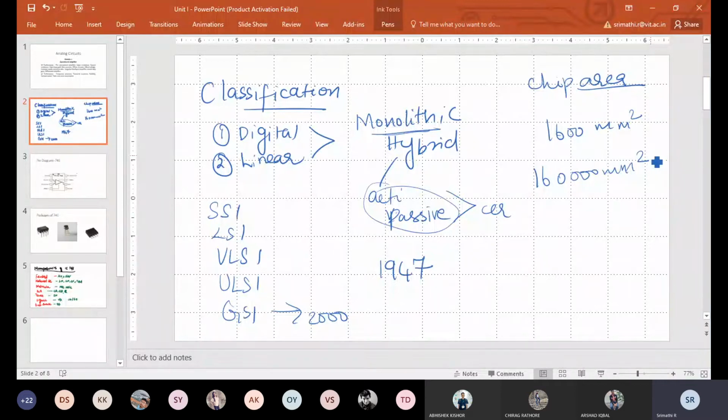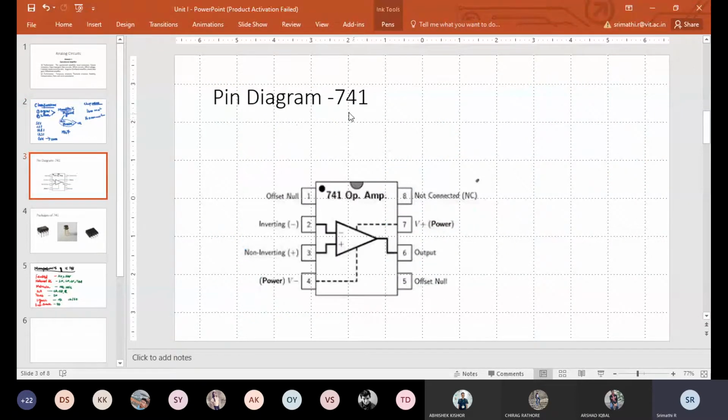So linear IC is nothing but the characteristics of your linear integrated circuit. Your input and output will be linear. That is said to be your linear IC. And one among the linear ICs is 741, integrated circuit IC741.